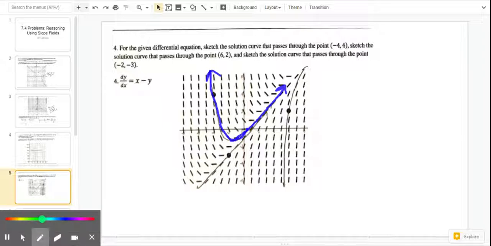Then we have (6, 2). So this one right here. Again, you just follow along with the slopes. That's a nice color. And then that's really all there is to it.